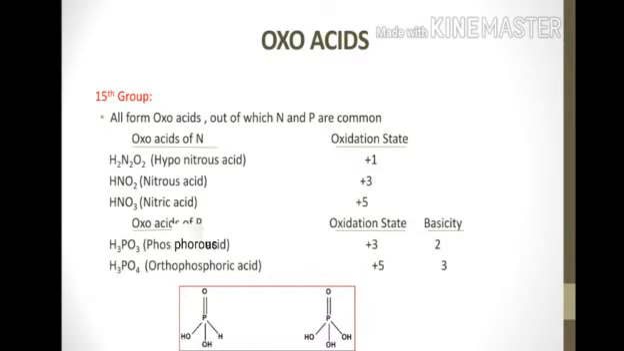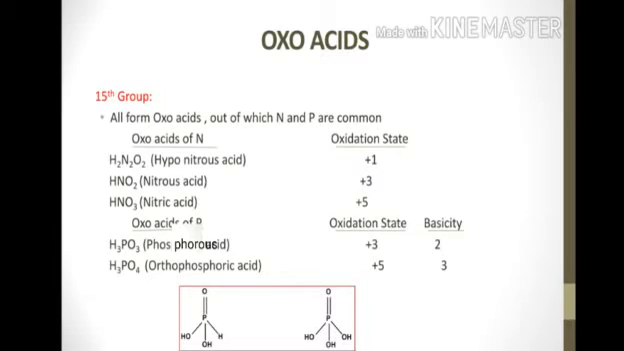Here I am giving the examples. H2N2O2, hyponitrous acid, which has nitrogen in +1 oxidation state. HNO2, nitrous acid, nitrogen in +3 oxidation state. HNO3, nitric acid, nitrogen in +5 oxidation state. Other than this, there is H4N2O4, nitroxylic acid, another oxo acid formed by nitrogen.